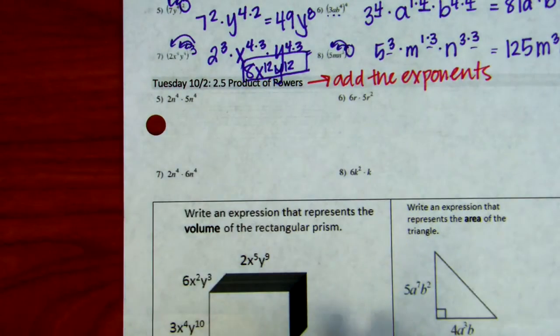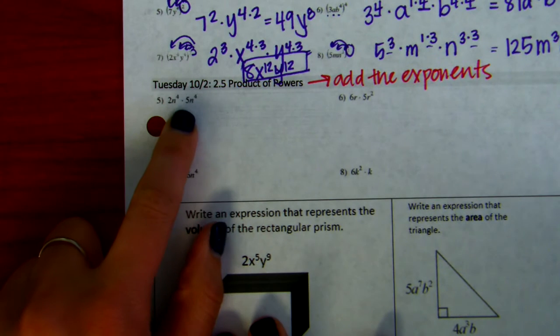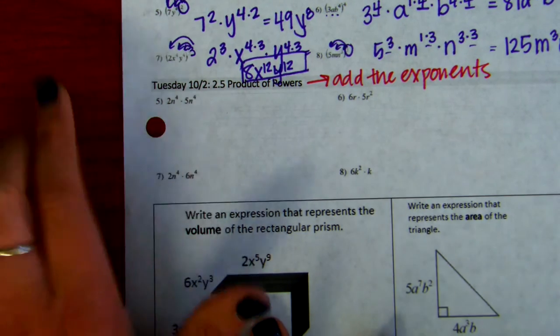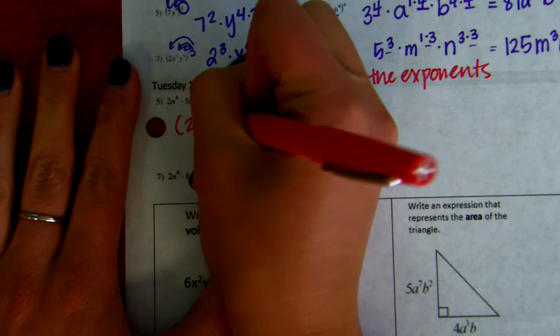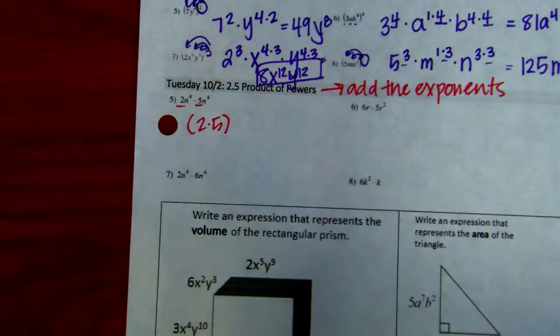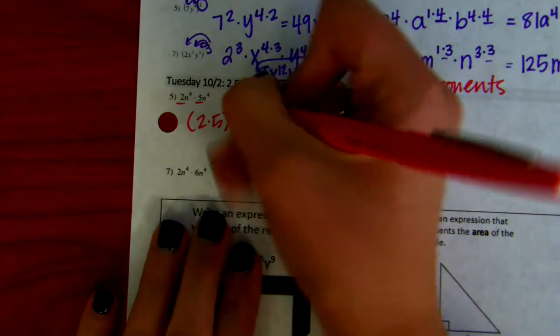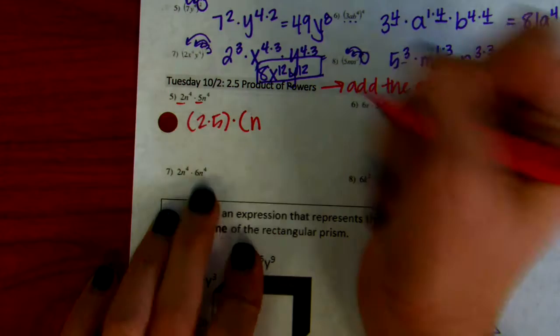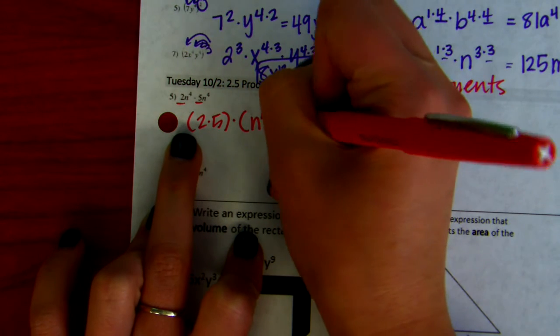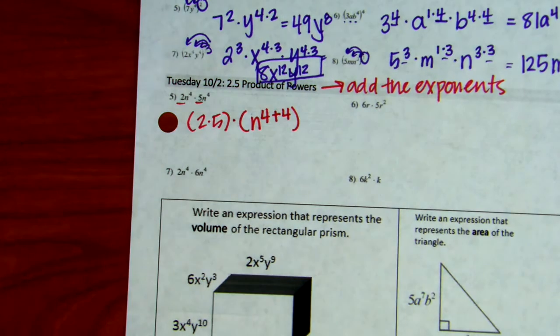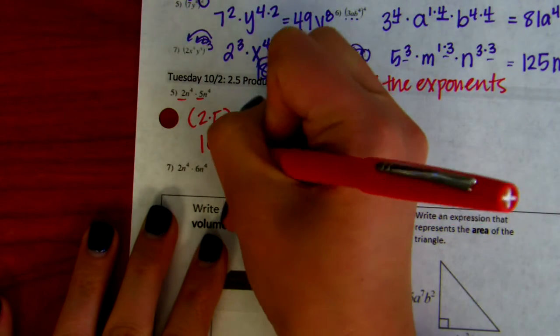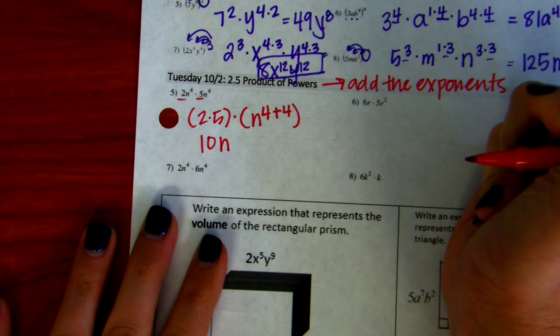So looking at number 5, I have 2n to the 4th power times 5n to the 4th power. I said that you need to multiply your coefficients. Your coefficients are your big numbers in front. And then I'm going to multiply that by my n to the 4th power plus 4. I can add those two exponents together because they have the same base. What's 2 times 5? 10. N to the 8th power.